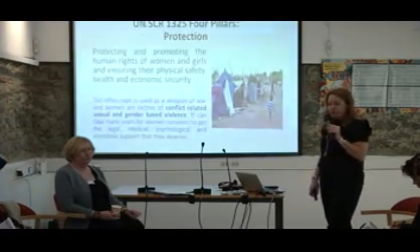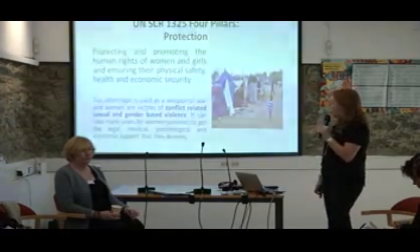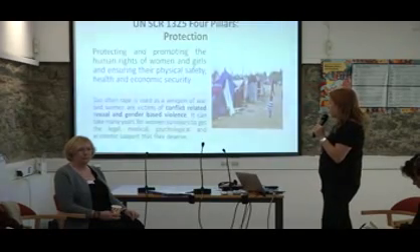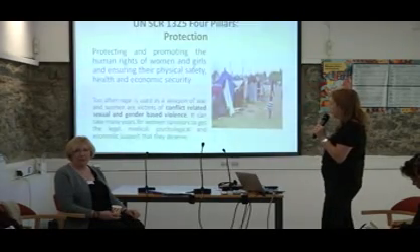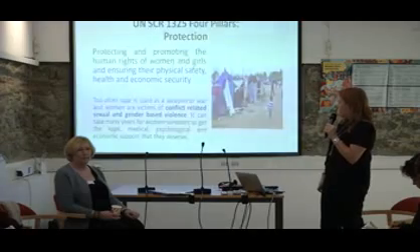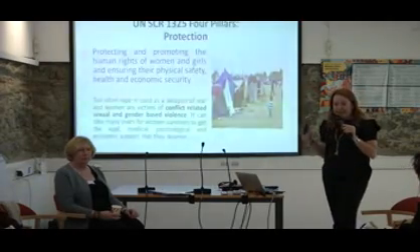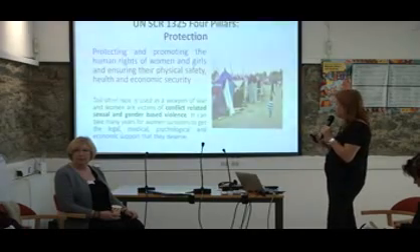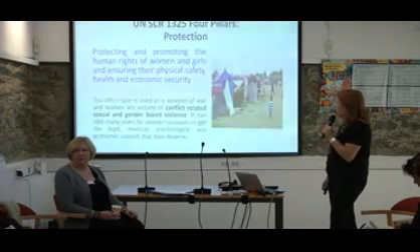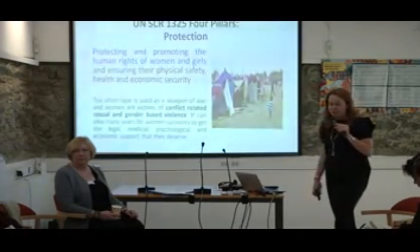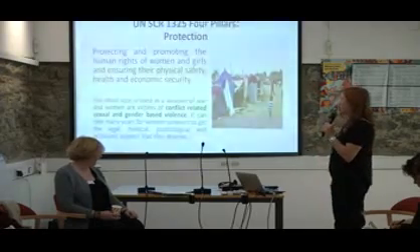Another pillar is the issue of protection. So protecting and promoting the human rights of women and girls and ensuring their physical safety, health, and economic security. So of course it's very linked to the issue of prevention. But here we're focusing on really protection from rights violations.